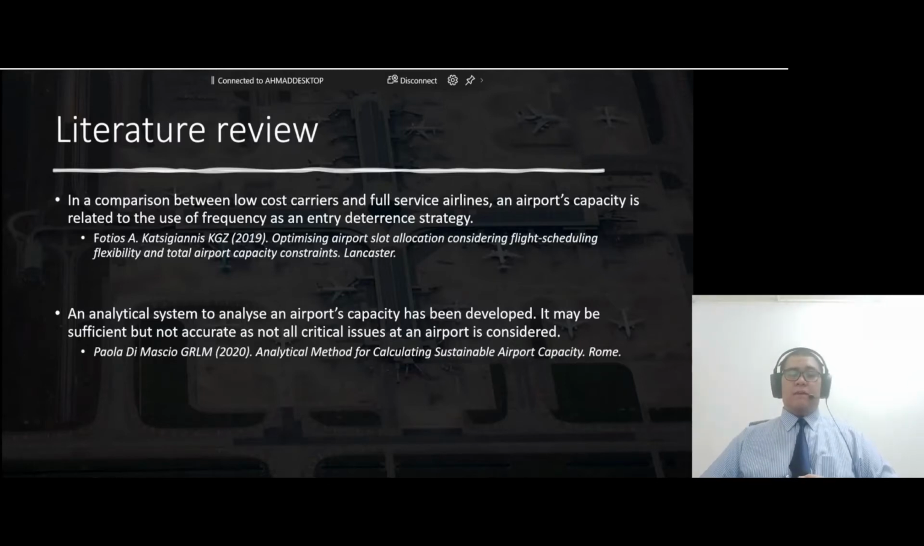Finally, Paolo Di Maschio, in his report titled Analytical Method for Calculating Sustainable Airport Capacity, said that an analytical system to analyze an airport's capacity has been developed. It may be sufficient but not accurate as not all critical issues at an airport are considered. For more advanced simulation, the use of a simulation model may be more appropriate.